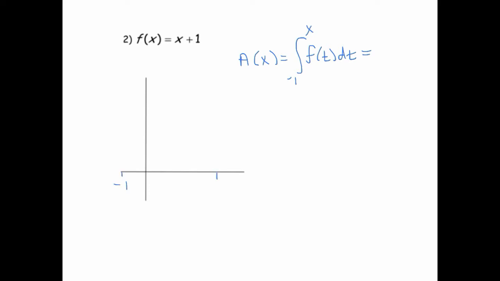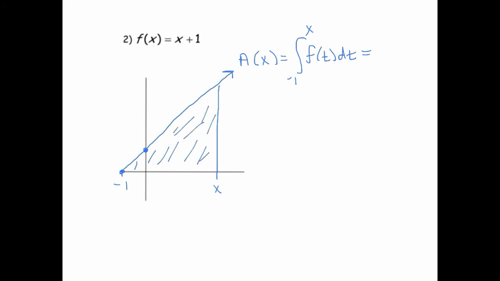So there's -1, here's x. The function f of x equals x plus 1 has a y-intercept of 1 and x-intercept of -1, so it's just a line. And to get this area, I would just have to be analyzing this triangle.